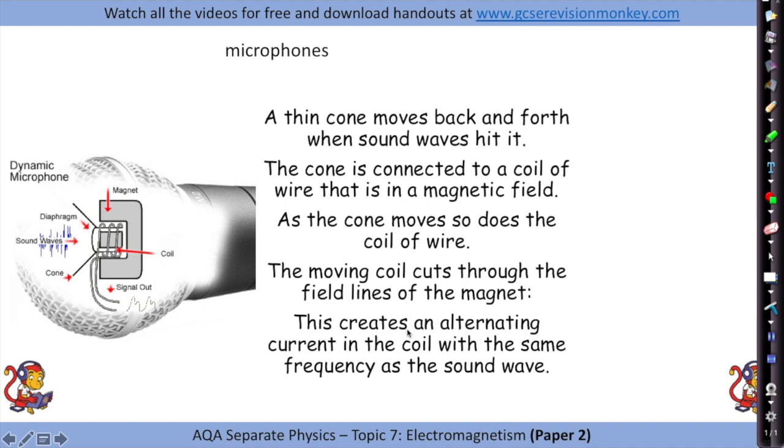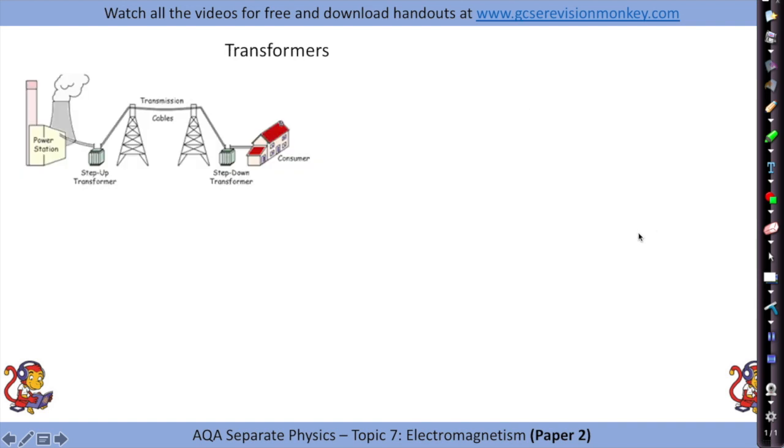This creates an alternating current in the coil with the same frequency as the sound wave. So this little coil of wire will bounce backwards and forwards because of the sound waves hitting it. And as that bounces backwards and forwards, it's going to cut through the field lines at that same frequency, generating a little electrical signal coming out.